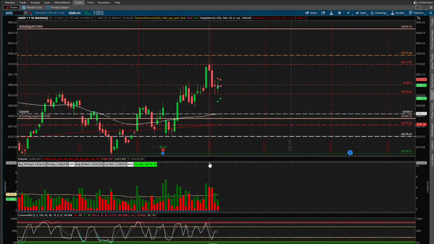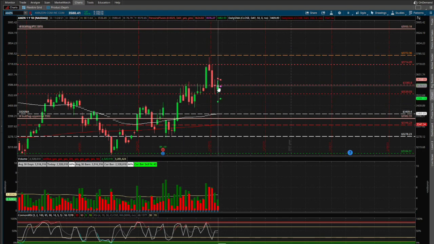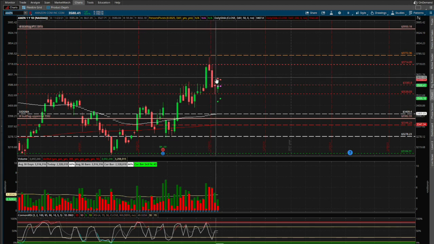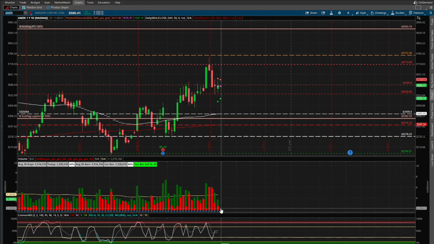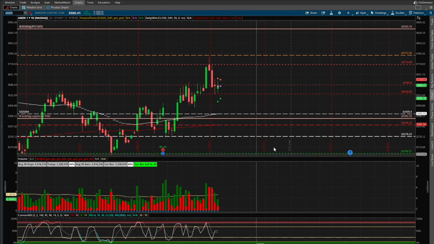For Amazon, the price action on Wednesday was a little bit encouraging because it seems to contain the previous bearish move that it did make over the last 2 days. However, the volume was really low. The volume was only 66%.